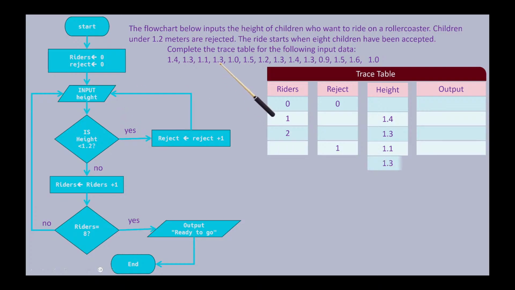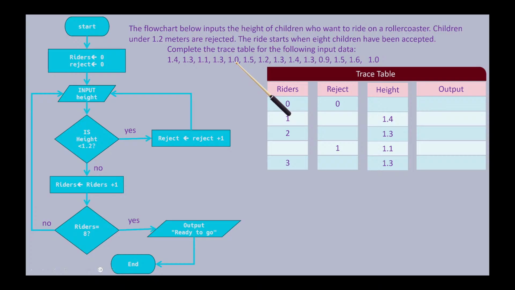Okay. 1.3. Then we again check, is height less than 1.2? It is false. We come here, rider equal to rider plus 1. So rider will become what? Rider will become 3. And then we come here, we check again, is rider equal to 8? It's not 8, it's 3, right? We go back again. Ask the user to input the height.